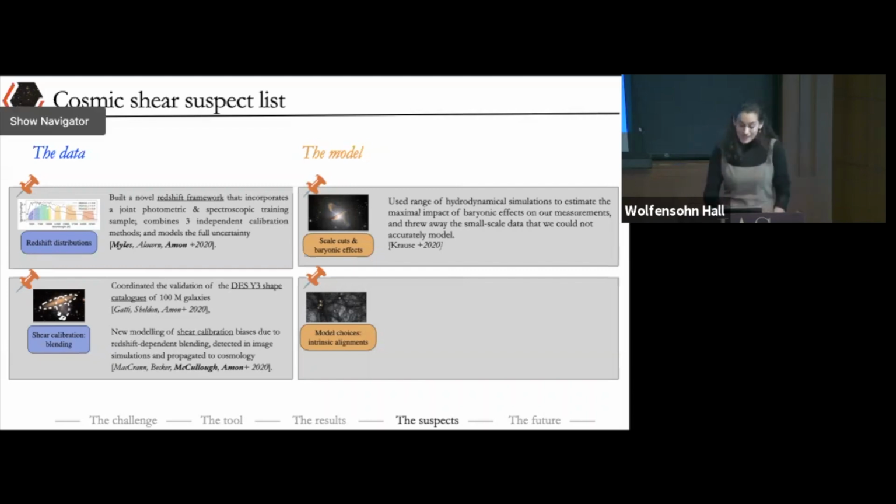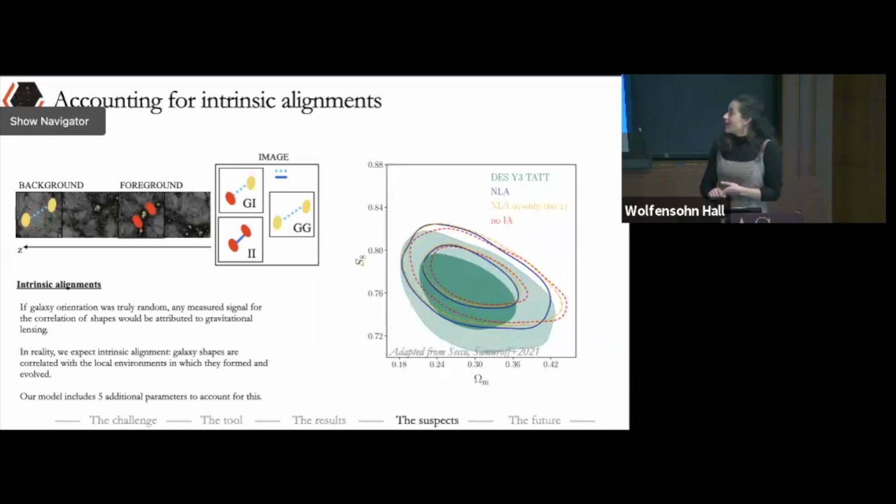Finally, to intrinsic alignments, the last suspect. I won't go too far into the details here. What I've drawn on the left-hand side is really a toy model, but you can describe your cosmic shear measurement as a GG term. And for intrinsic alignments, there are GI terms and II terms. They are in part due to tidal alignments, due to galaxies residing in similar regions of large scale structure and interacting locally. So their alignment, if not modeled carefully, looks like a cosmic shear signal.